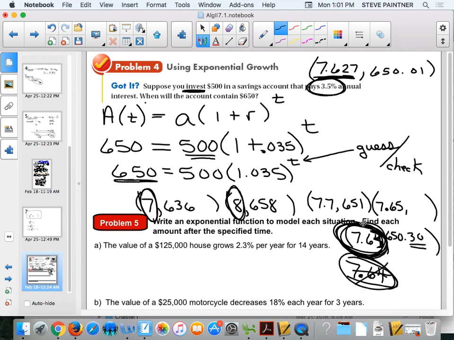What method do I call this? Just guess and check. Hey guys, I will teach you a way to get that answer in 10 seconds, but that doesn't come until the end of chapter 7. So in the beginning of chapter 7, we guess. At the end of chapter 7, we actually do something with our calculator, and you'll see.